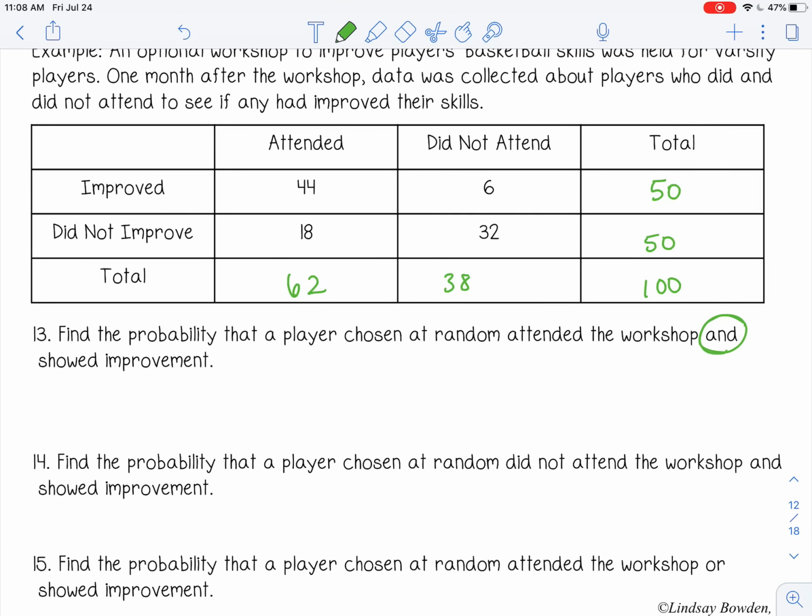So normally for intersections we multiply. However, on a two-way frequency table we can just find where they intersect. So attended the workshop and showed improvement. That would be here at 44 out of, there's 100 total. And since this is out of 100, let's just write these as percents. That's easy, 44%.